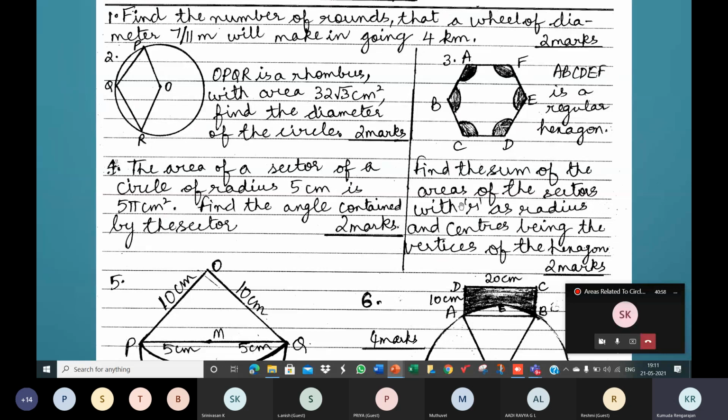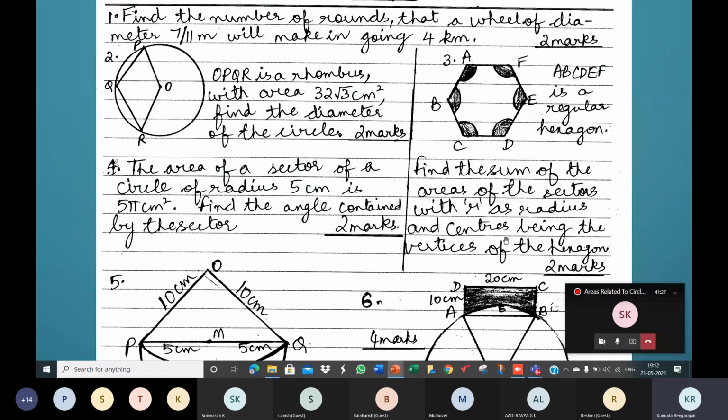Find the sum of the areas of the sectors. Children, what you see here are the sectors. Can you see the sectors here? I've not marked the angles. And the sectors are shaded. Find the sum of the areas of the sectors with R as radius. So the radius of each sector is R.